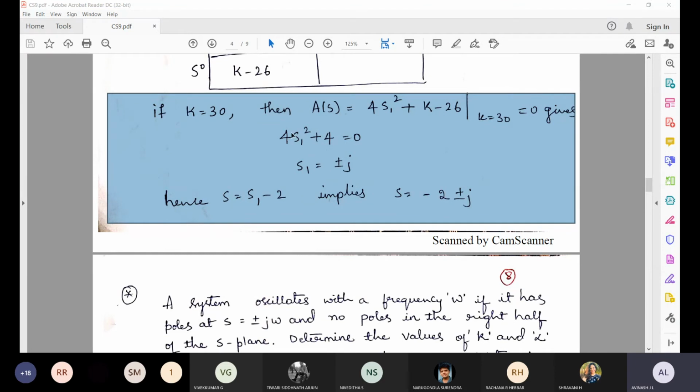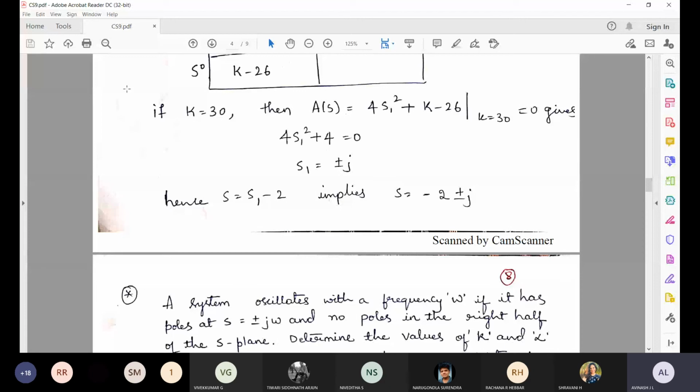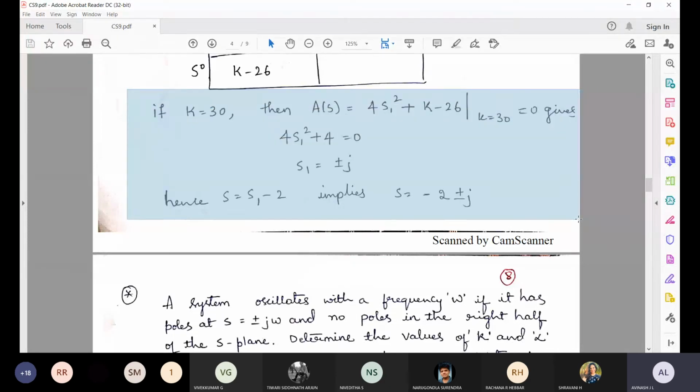So you can see that if k equal to 30, then the auxiliary equation you can form, that is 4 s1 square plus k minus 26. Replace k equal to 30. So it gives the value 4 s1 square plus 4 equal to 0. If you find out the value of s1, s1 will be equal to plus or minus j. Obviously, s will be equal to s1 minus 2. So if we replace the value of s1, sorry, plus or minus j minus 2, I can say minus 2 plus or minus j. So just a little bit of things we need to do. That's all.